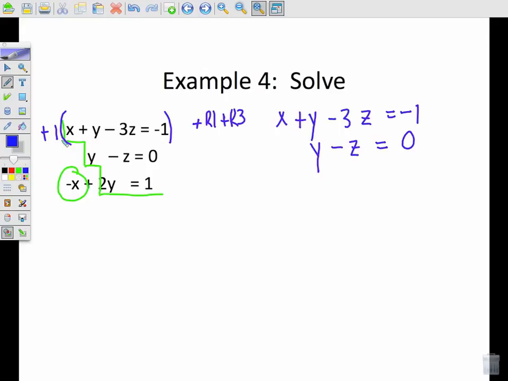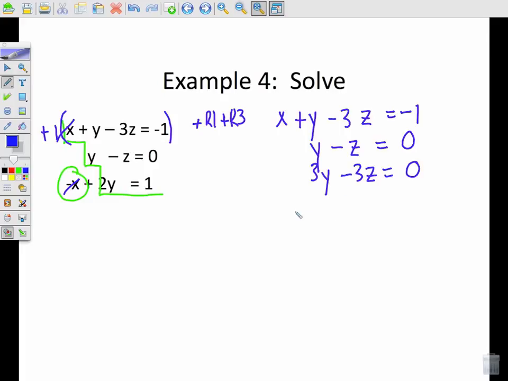These cancel here. You get 0x. You're going to add the y's together. That's 3y. We're going to add the z's together. You can see here in my third equation I don't have any z's. Negative 3z plus nothing is negative 3z. And equals, add negative 1 plus 1 is 0. All right, there's our result of adding the first and third equations together.